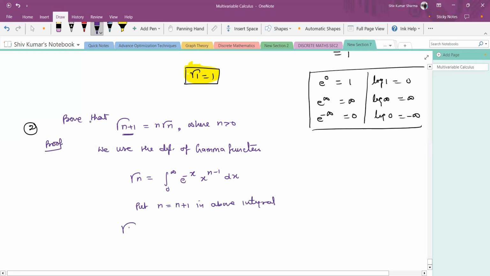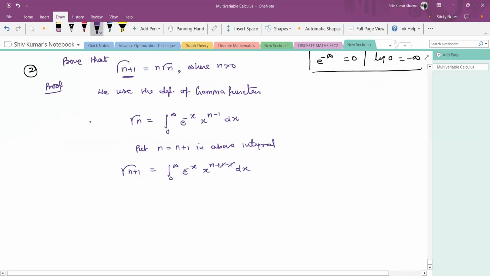So we see that gamma n plus 1 is equal to the integral from 0 to infinity of e raised to the power minus x, x raised to the power n plus 1 minus 1 into dx. So plus 1 and minus 1 give us x raised to the power n. So we can write this as the integral from 0 to infinity of e raised to the power minus x into x raised to the power n into dx. Okay, so now we integrate this.